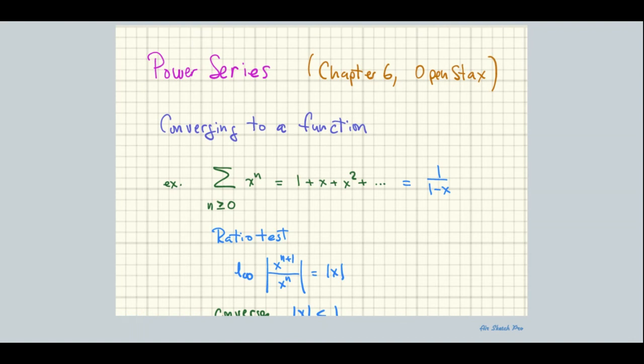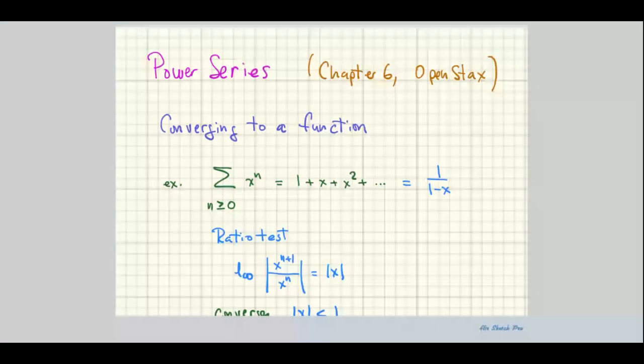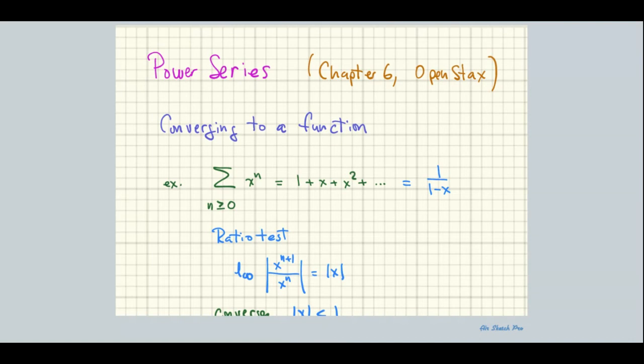Now, the real joy of working with these power series is that we're looking at something that looks a whole lot like a polynomial. These are like infinite polynomials. We know how easy it is to deal with polynomials in calculus. You can integrate them really easily. You can differentiate them really easily. And so whenever possible, we want to work with power series.